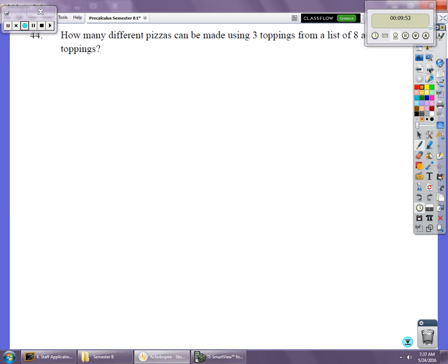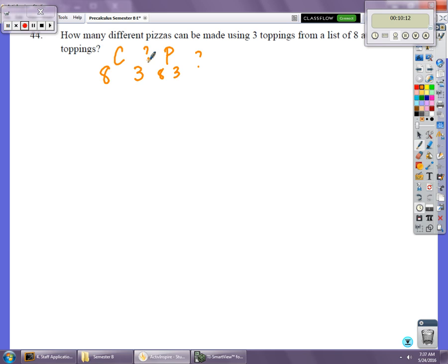Okay, let me try again. How many pizzas can be made using 3 toppings from a list of 8? So we're going to have 8 choose 3, right? 8 choose 3. Now the question is, is this a combination or is this a permutation?